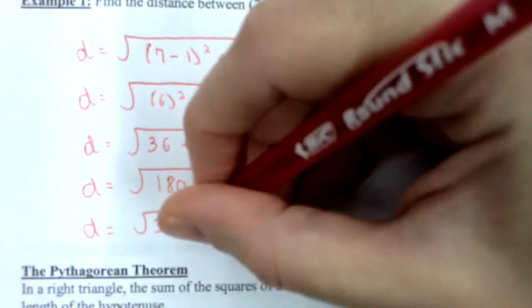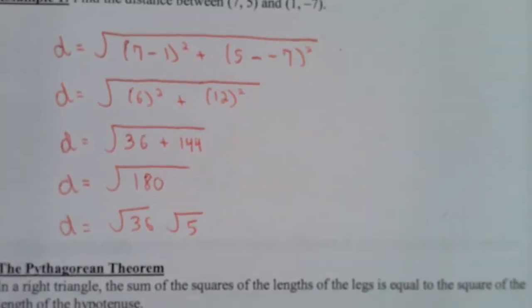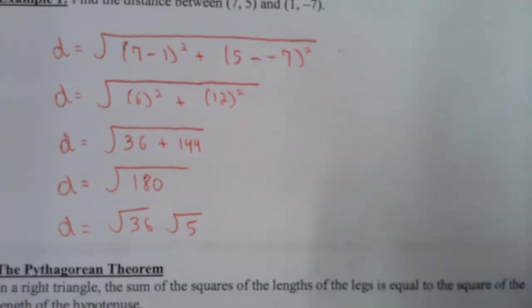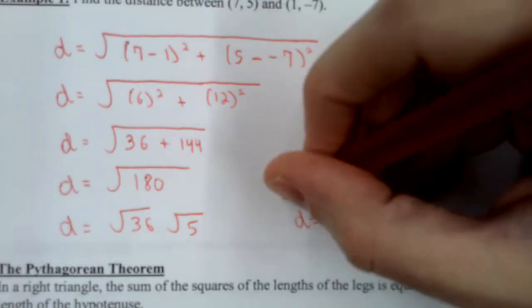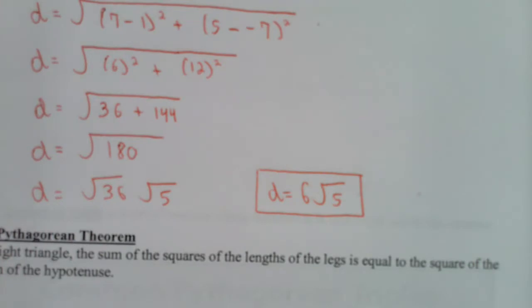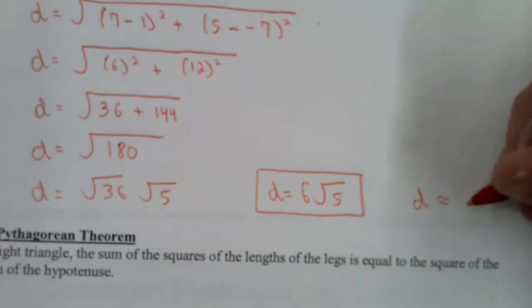So when I simplify the square root of 180, I will use the square root of 36 times the square root of 5. And so if I say give your answer in simplest radical form, or if I say give an exact answer, the answer will be 6 square root of 5. That is the exact answer. That is simplest radical form. If I said give your answer as a decimal, that would be approximately 13.4, I'll call it.